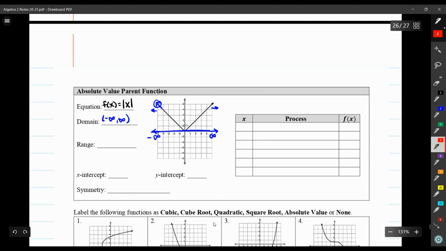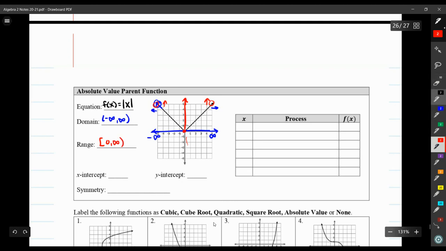Let's look at the range. Well, it V's right here, right on the origin at 0, 0. So that's my lowest y value possible. There is no negative y's. Then the highest it goes, this arrow moves up. This arrow also goes up. So that means the highest is going to be infinity. So my range is 0 to infinity.